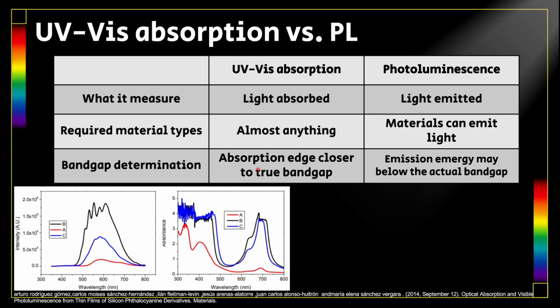And another part is that absorption can determine the band gap more directly. By converting absorption data into a Tauc plot, we can obtain a value that is usually closer to the intrinsic band gap. Okay, let's welcome Lin Mengchen.